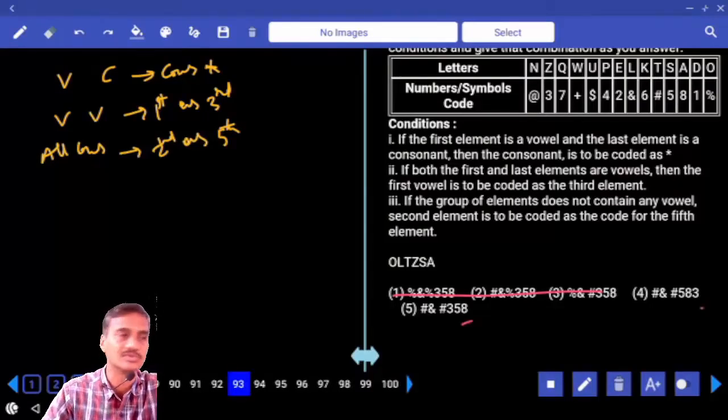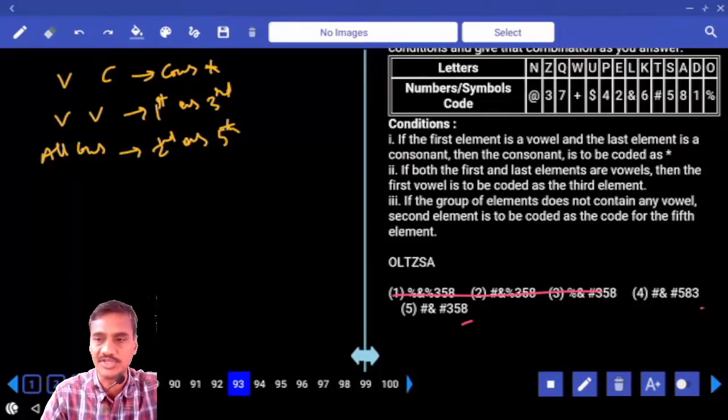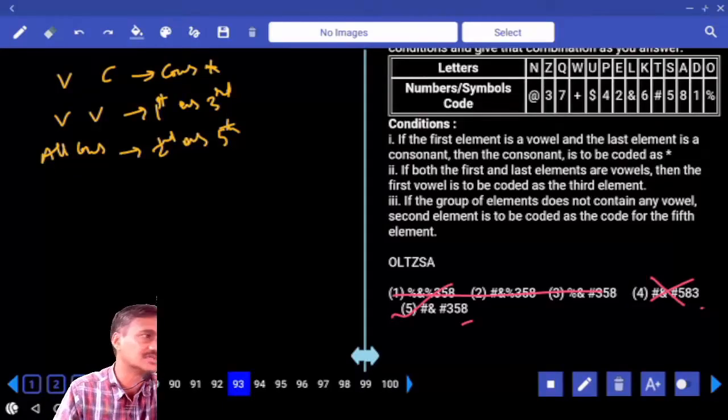Last element, let us check out. They are different. The last element is A. What is the code for this A? 8. Choice 4 is ruled out. Choice 5 is the answer.